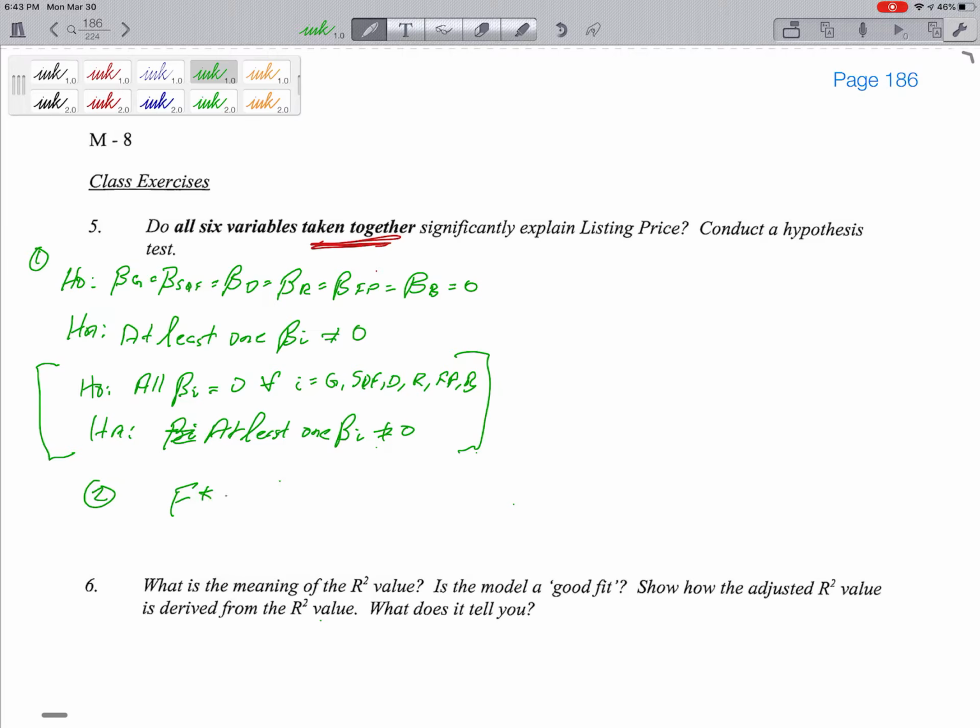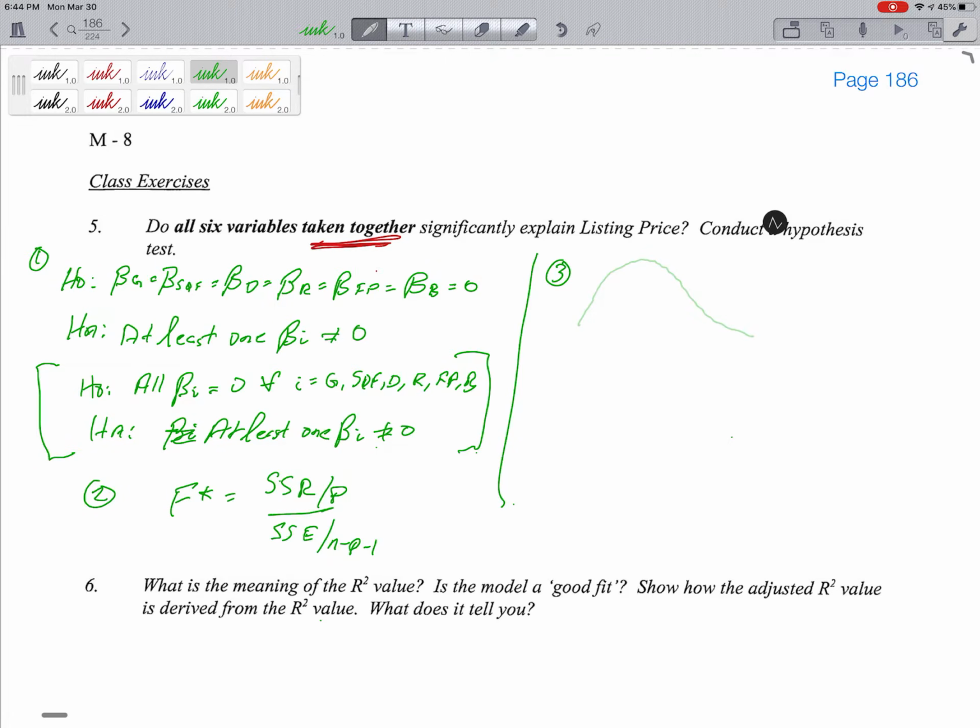That's step number 1. Step number 2 is we're going to be using an F star formula, which is equal to SSR over p divided by SSE over n minus p minus 1. And we saw that formula back in Unit S, and it's in your formula book as well.